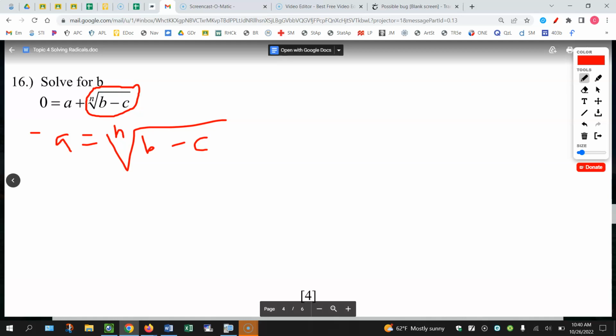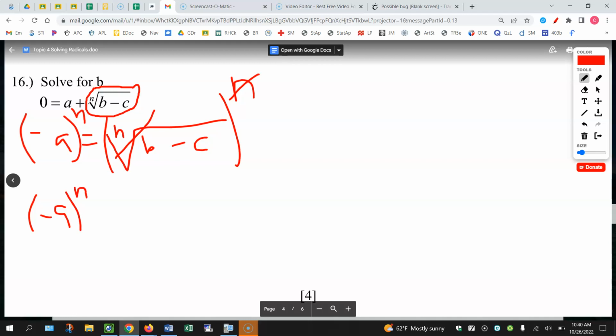Now we're going to undo that. This isn't a square root, it's an nth root. So we're going to raise both sides to the nth power. If this was a fifth root, raise it to the fifth power. 10th root, raise it to the 10th power. Raising it to the nth and taking the nth root, those are inverse operations. So you're going to be left with negative a to the n equals b minus c.